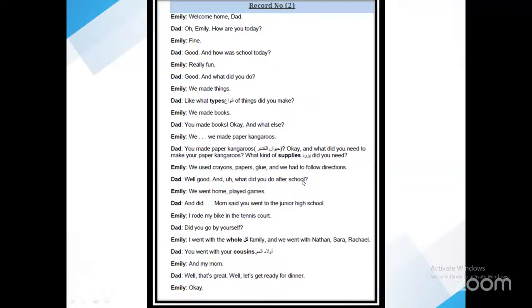What did you do after school? We went home and played games. And did Mom say you went to the junior high school? I rode my bike on the tennis court. Did you go by yourself? I went with the whole family, with Nathan, Sarah, and Rachel. You went with your cousin, Emily, and my mom. Well, that's great. Well, let's get ready for dinner.